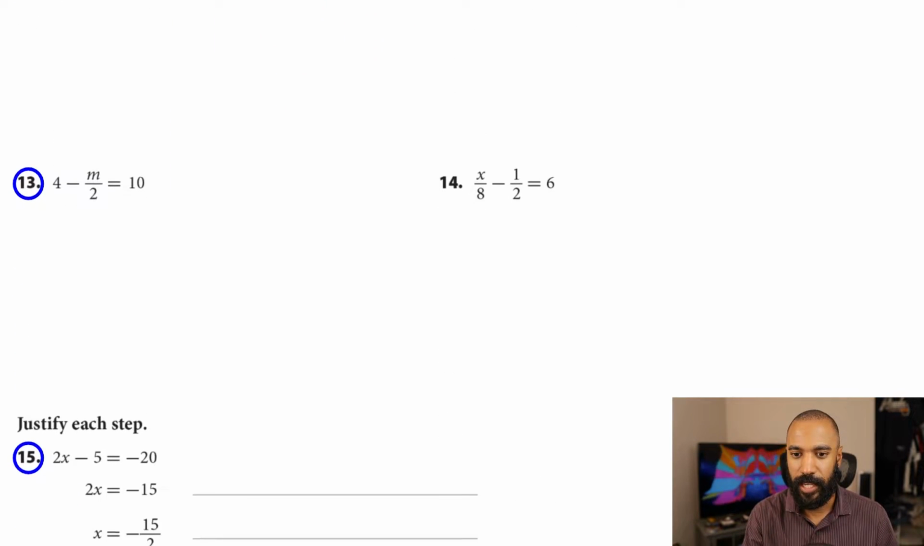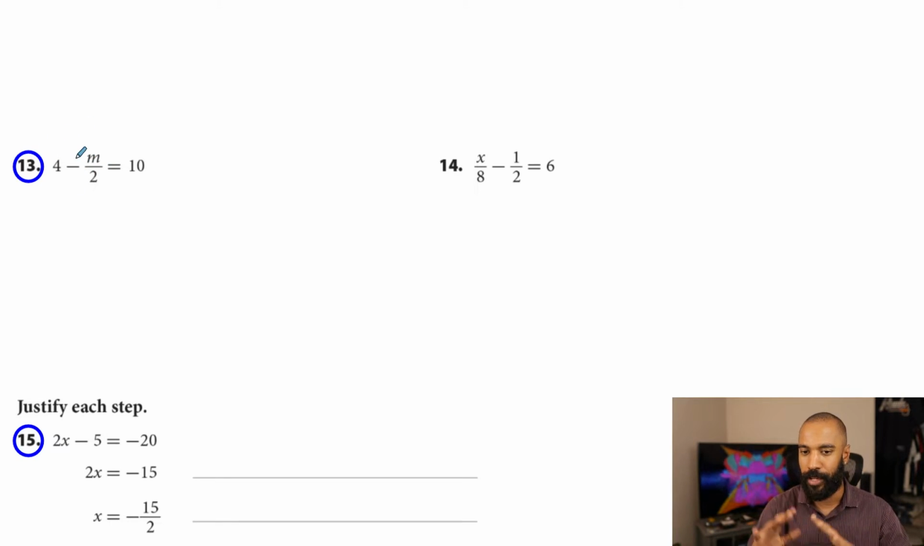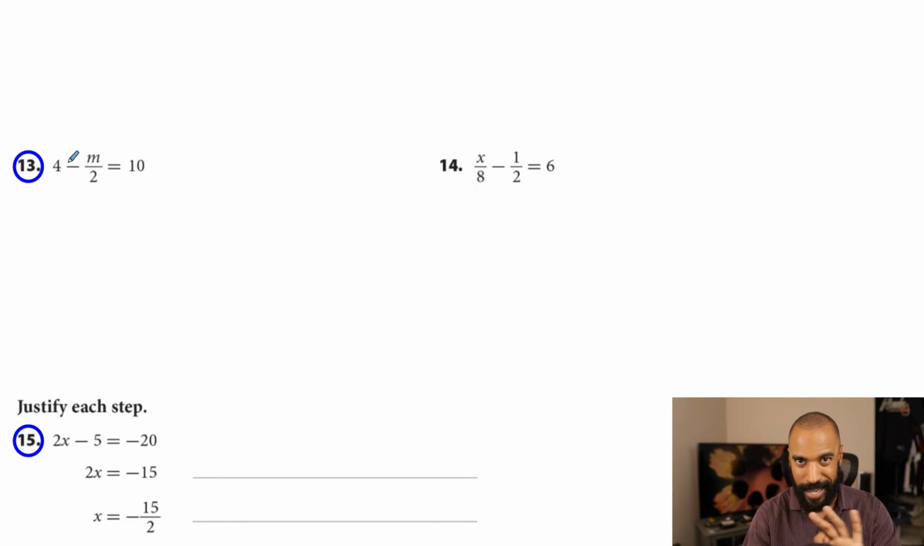Scrolling down, skipping some of these, getting to number 13, another fraction problem. Let's see what we can do with this one as well. Same kind of idea. The 4 is a constant term in this expression that's kind of bothering my m. I need to get one m by itself. So let's subtract 4 from both sides. Let's try it again without writing anything. Minus 4, minus 4. This 4 is gone. Notice there's still a negative.